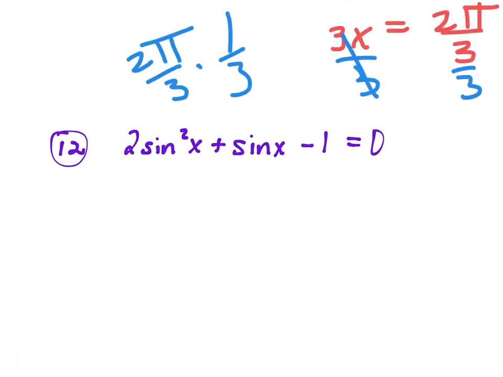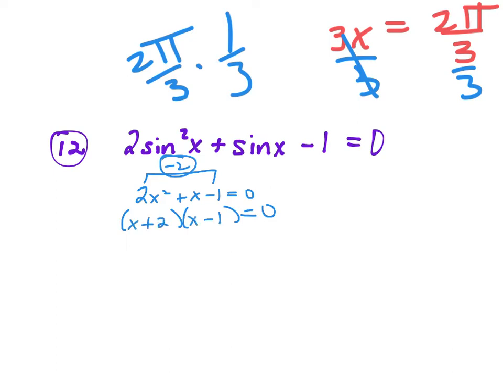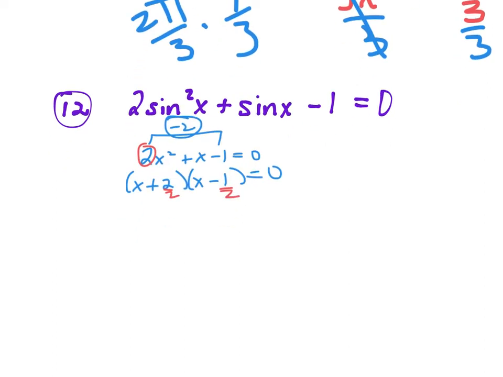Okay, look at number 12. I have a trig function squared, and I have it to the first power. They're both the same, so I'm just going to rewrite this as a normal factoring problem. 2x squared plus x minus 1 equals 0. A times c is negative 2. Factors of negative 2 that multiply to give you negative 2, but add to give you a positive 1, would be x plus 2, x minus 1. My a term is not 1, so I divide both pieces by that. So I have x plus 1. 2 becomes my coefficient, so 2x minus 1 equals 0.